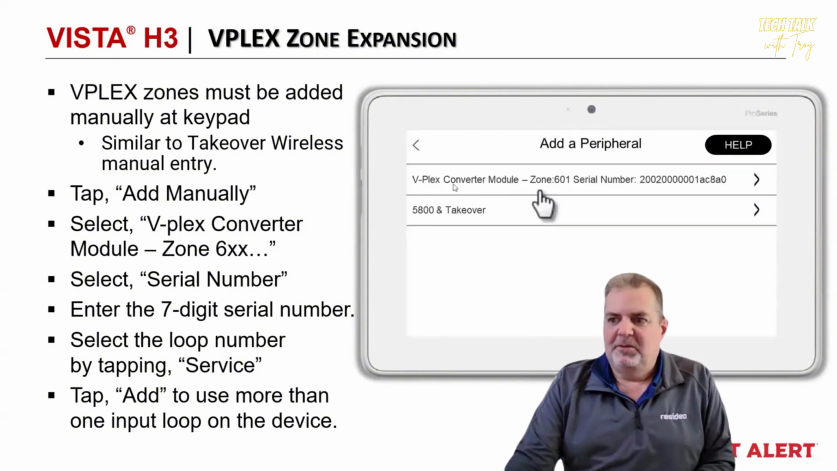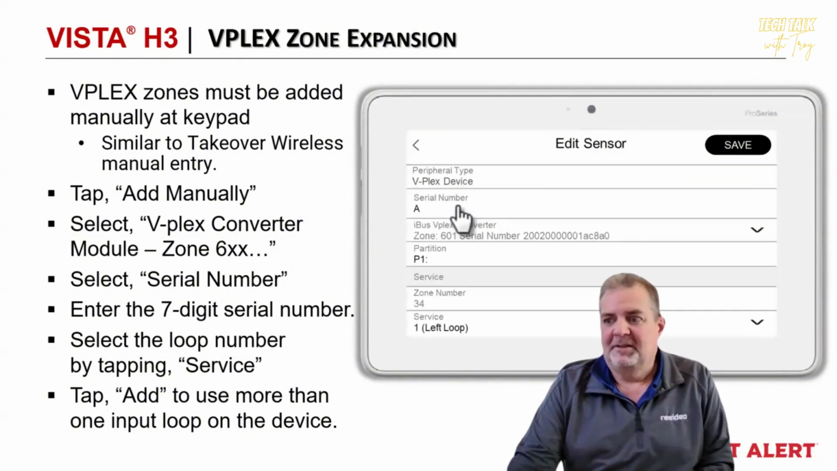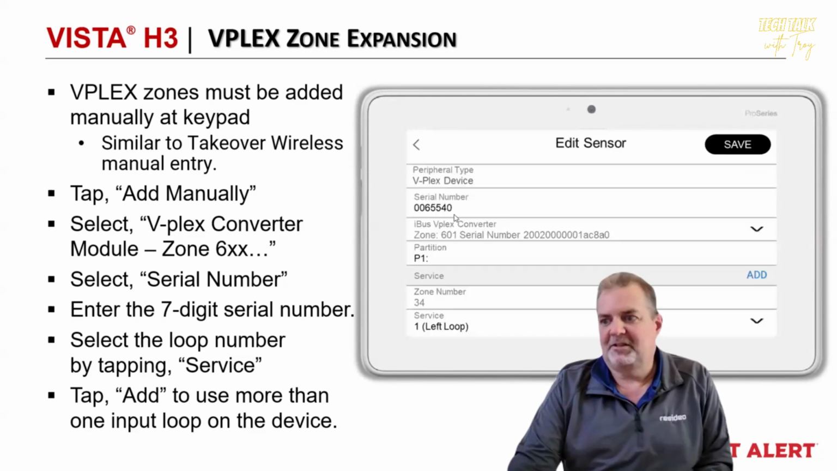When it comes up with this screen, you will tap Vplex Zone Module. Any of your Vplex zone modules are going to be listed here, and this is an 8-zone expander, a 4208U, so it knows that it's an 8-zone module. You'll tap that. Then you will tap serial number. You need to delete the A and put in the 7-digit serial number and then hit save.